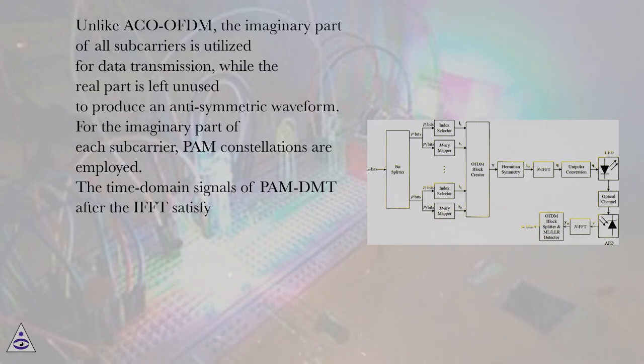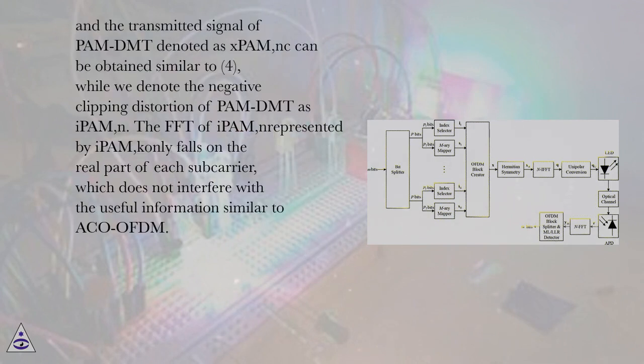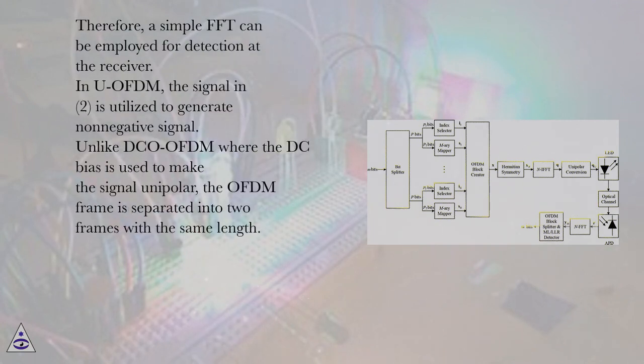The time domain signals of PAM-DMT after the IFFT satisfy, and the transmitted signal of PAM-DMT, denoted as sPAM,n, can be obtained similar to (4), while we denote the negative clipping distortion of PAM-DMT as zPAM,n. The FFT of zPAM,n, represented by ZPAM,k, only falls on the real part of each subcarrier, which does not interfere with the useful information, similar to ACO-OFDM. Therefore, a simple FFT can be employed for detection at the receiver.